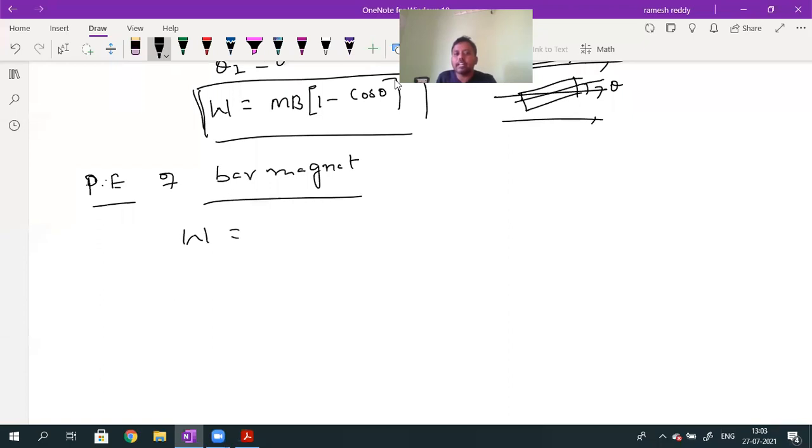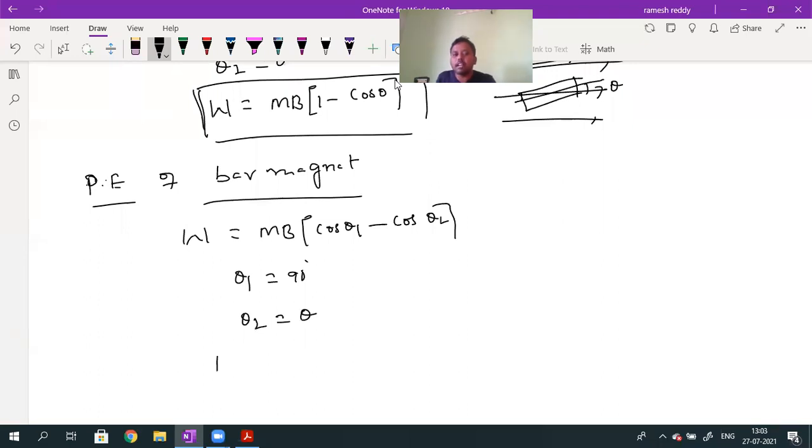To rotate the bar magnet through an angle θ1 to θ2, the work done is given by mB into cos θ1 minus cos θ2. For defining the potential energy, the initial potential energy value should be equal to 0. So θ1 value will be equal to 90 degrees. Initially the bar magnet was at a position where it possesses no potential energy. So θ1 is 90 degrees and θ2 is theta.